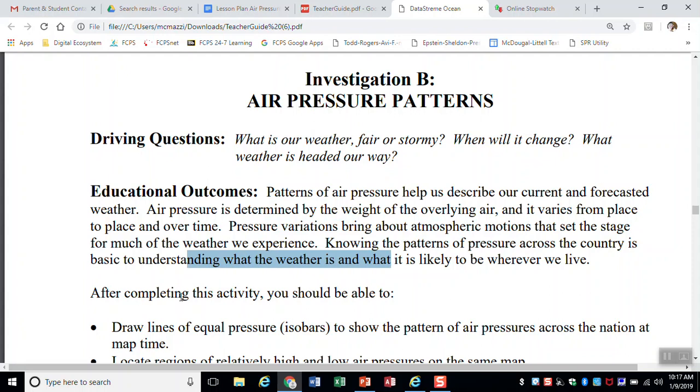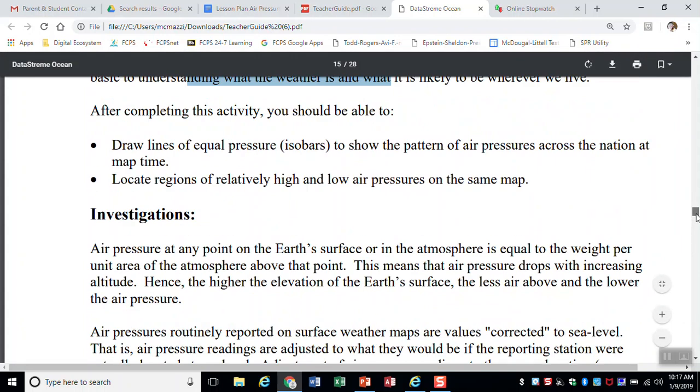After completing this activity, you should be able to draw lines of equal pressure, isobars, to show the pattern of air pressures across the nation at map time, and locate regions of relatively high and low air pressures on the same map. Investigations.